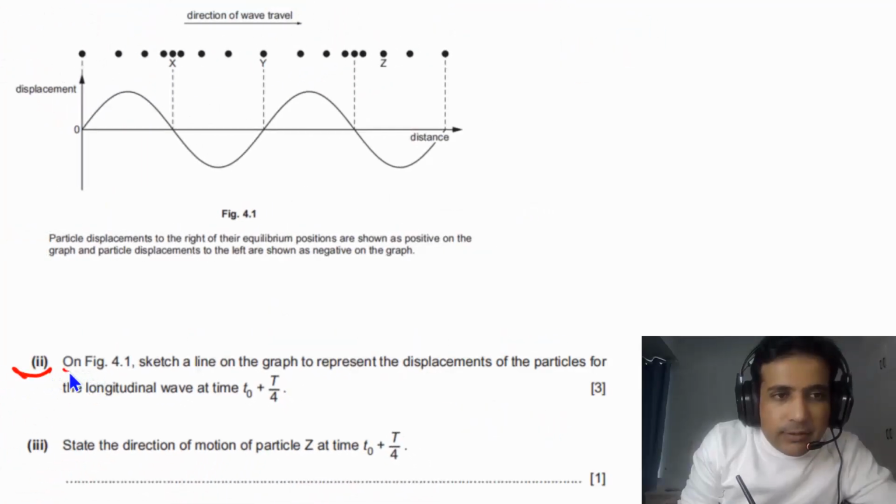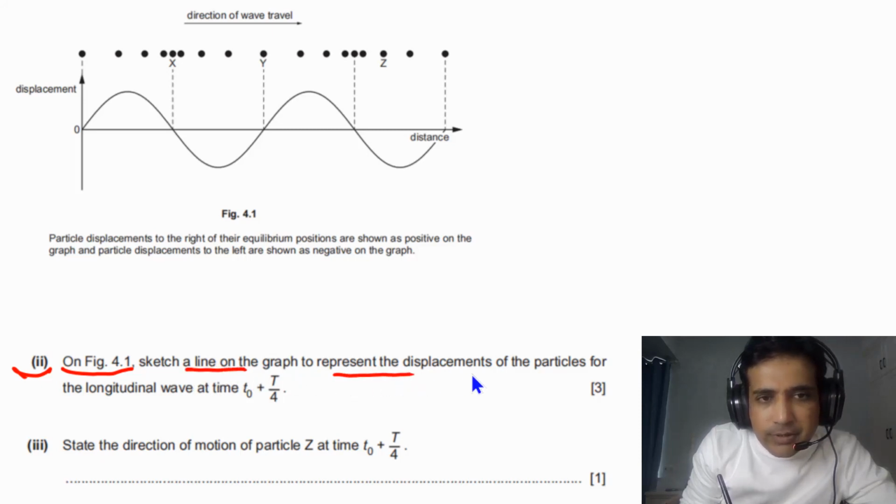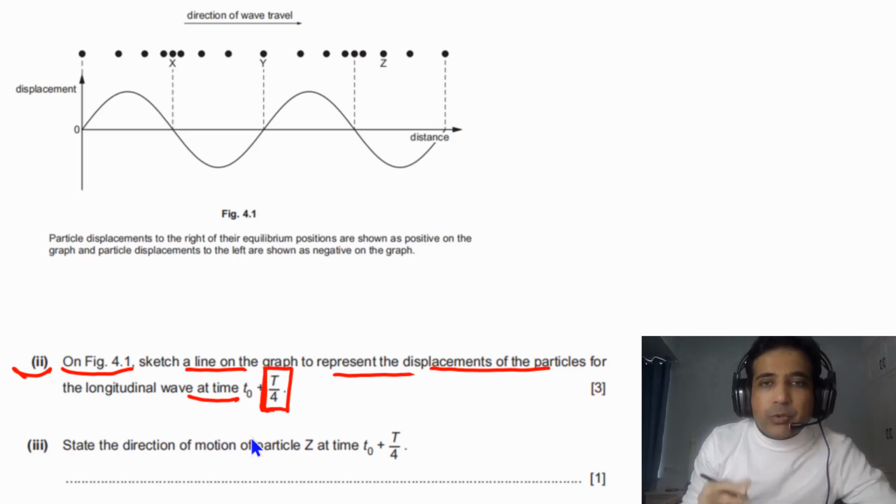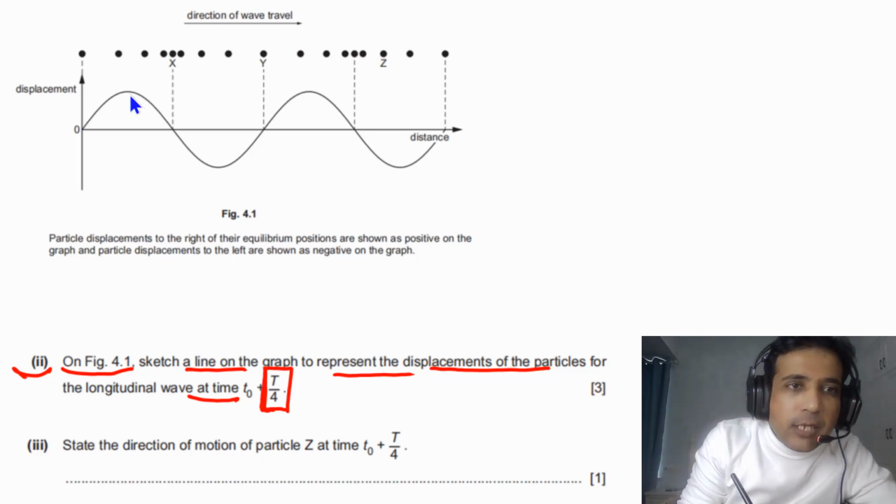For the second part on figure 4.1, we need to sketch a line on the graph to represent the displacements of the particles for the longitudinal wave at time t0 plus T by 4, meaning after 1/4 of a cycle. So in order to answer this question, first of all, we will look at the motion of these particles. The particle at this point, after 1/4 of a cycle, this particle will go down because it will follow the coming wave.